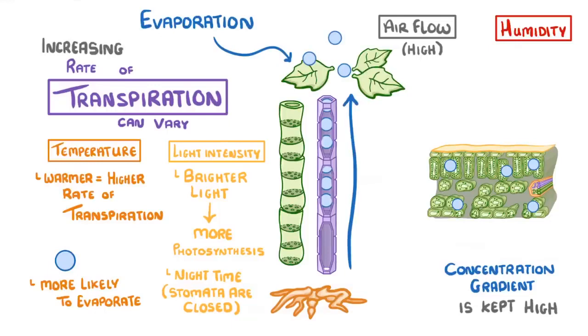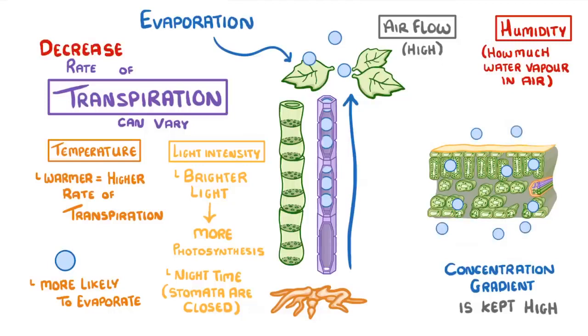While with humidity, which is a measure of how much water vapor is in the air, more humid air will decrease the rate of transpiration, because the large amount of water in the moist air will decrease the concentration gradient, meaning that less water is going to diffuse out, and so we have less evaporation overall.